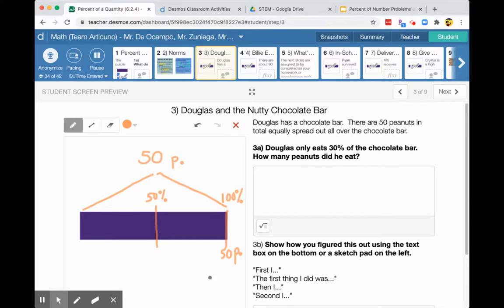Now, I'm going to go here right at the beginning. What if Douglas, so now I'm thinking about a similar problem actually, what if Douglas ate none? What if Douglas ate 0% of the chocolate bar? How many peanuts did he eat?